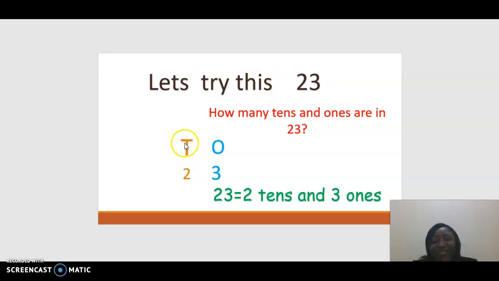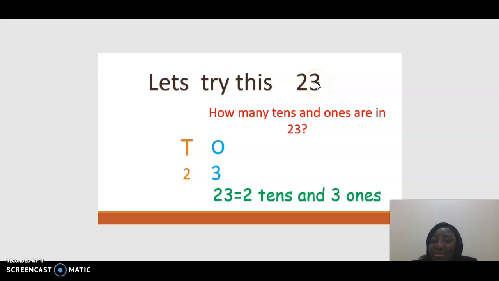Now over here, I have written my T, that stands for how many tens I have in that number. And right next to it, I've written my O, which stands for how many ones I have in the number 23. So quickly, I'm going to put my 2 under the T. Why am I putting 2 under my T? Because 2 stands for how many tens I have in 23.